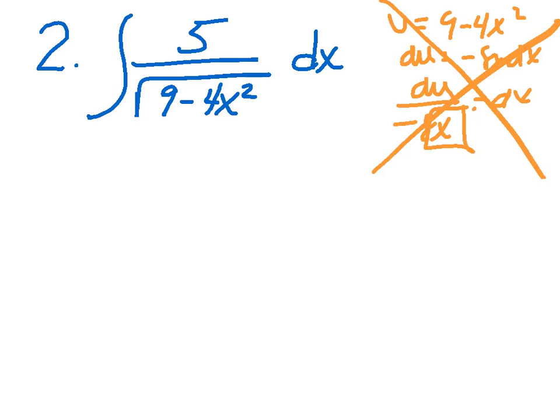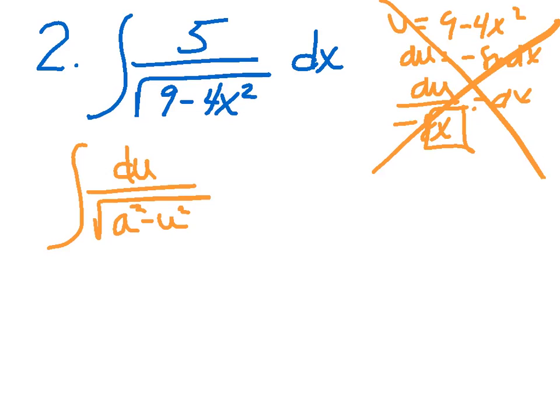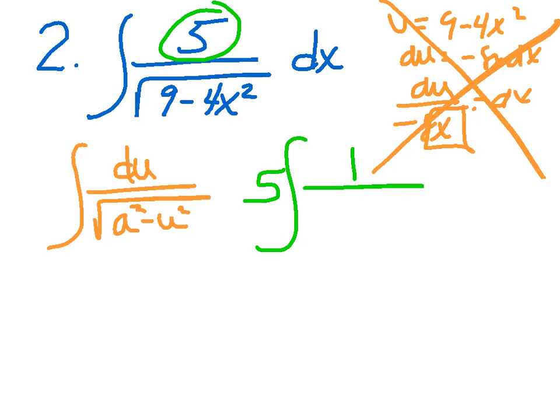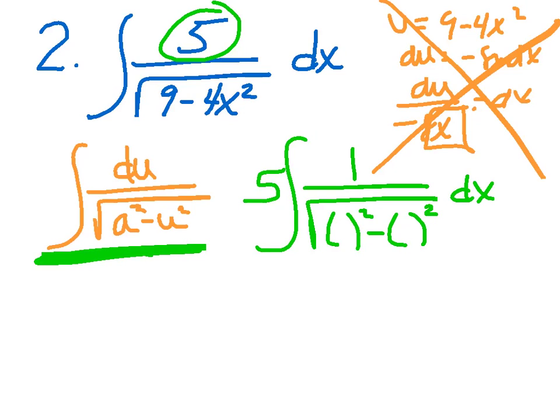And I always start by writing down that integral. It should be du over the square root of a squared minus u squared. That's going to help me with my arc sine. So again, I'm going to take this 5 and pull that out front. So I've got 1 over, and I want to rewrite this as some term squared minus some term squared dx. Okay, I'm making it look like this integral, a squared minus u squared.